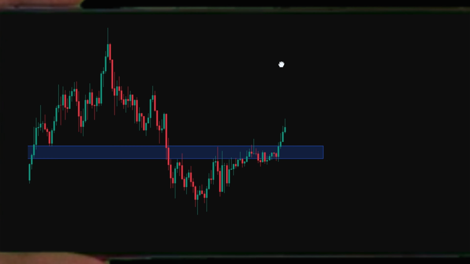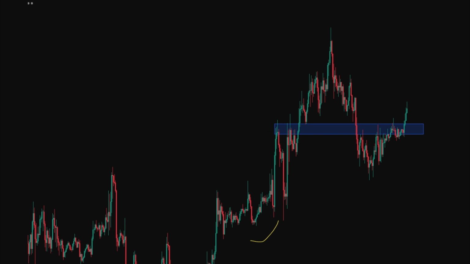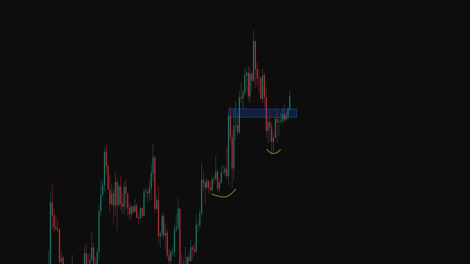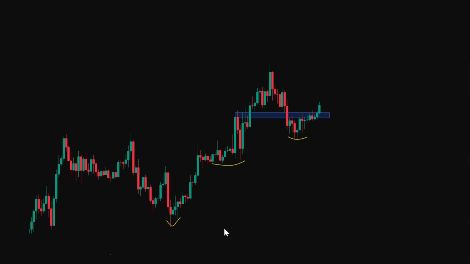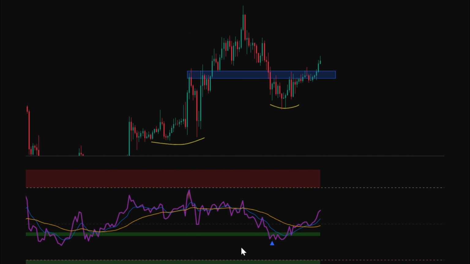Simple example. Let's say price breaks above a resistance level. Many traders see the breakout and want to buy immediately. But if I use the three-layer trading system, I do not rush. First, I check context. Is the market actually bullish? Is price making higher highs and higher lows? Does the higher time frame support the idea? Is momentum strong? If the context is weak, I skip it.